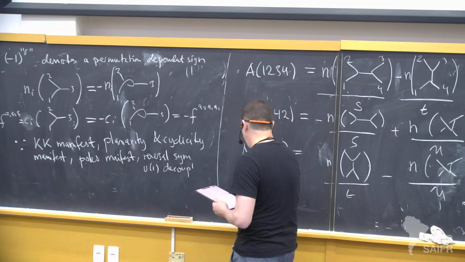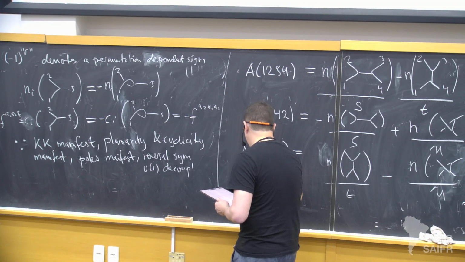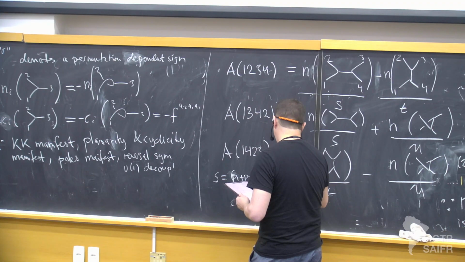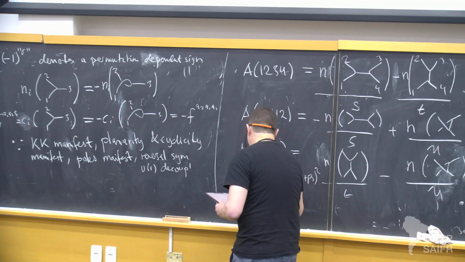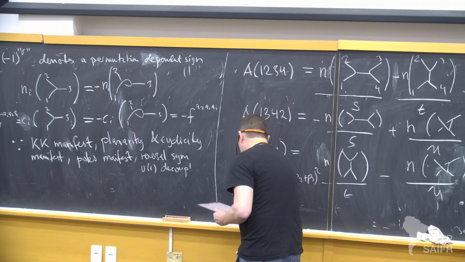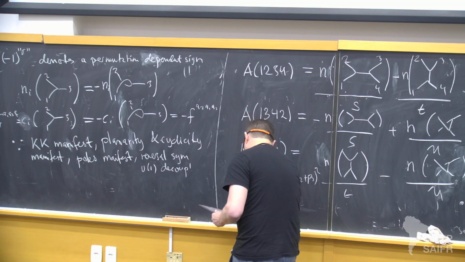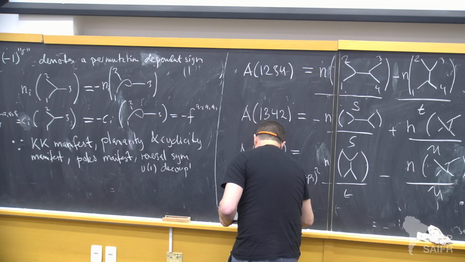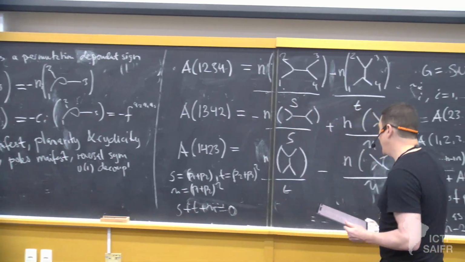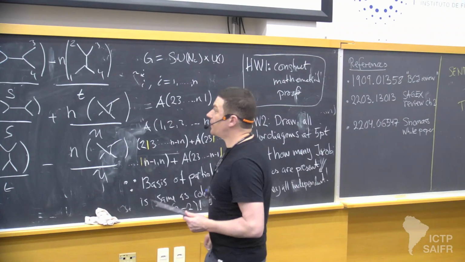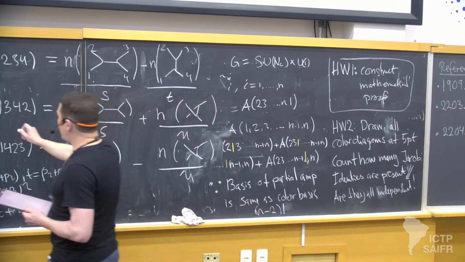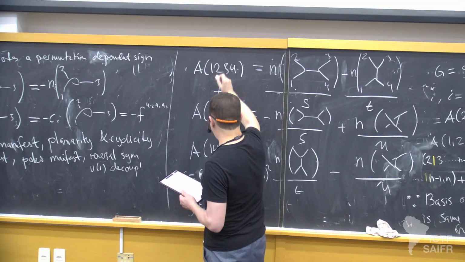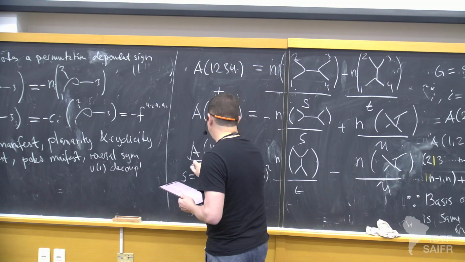S is equal to P1 plus P2 squared. T is P2 plus P3 squared. U is P1 plus P2 squared. And since we're doing massless scattering here, we have the identity S plus T plus U is equal to 0. But my point is that these are basically the three permutations which look distinct, but now you can just add them together, and the whole answer becomes 0.